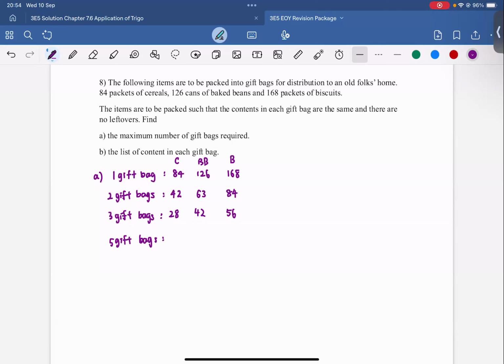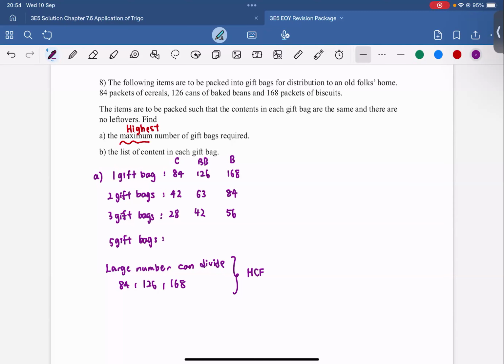So what you are actually trying to find out is the largest number that can divide 84, 126, and 168. Correct? And what is this called? The largest number that can divide all these is actually called the HCF. So that is how you generate what to use. One more keyword: once you see maximum, maximum is related to highest, so it must be related to highest common factor.